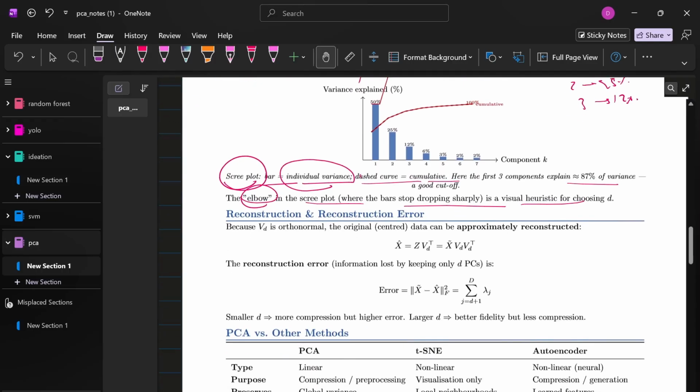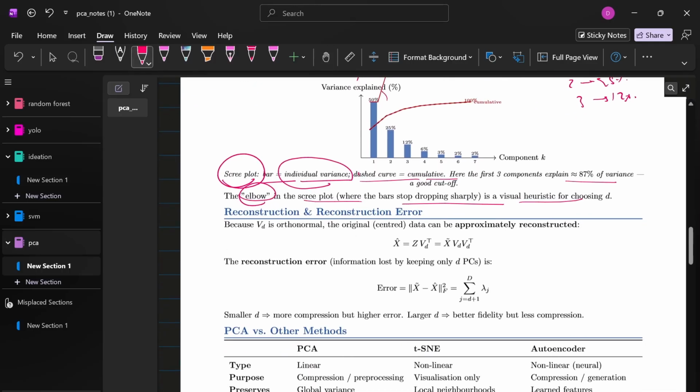That's a very reasonable cutoff. Now you've gone from maybe 300 features to just 3 features. Okay. Now the next concept is reconstruction.